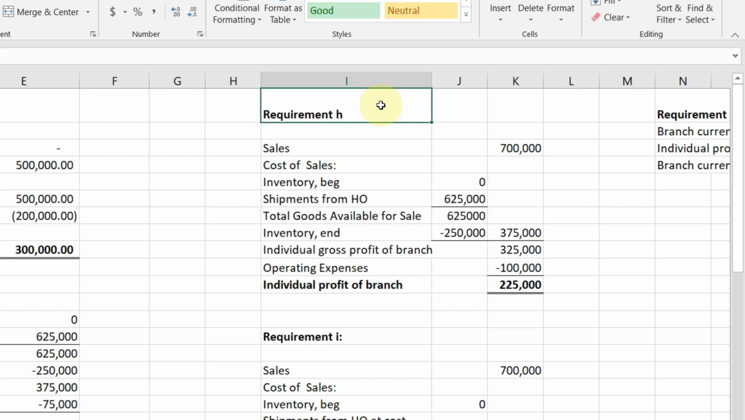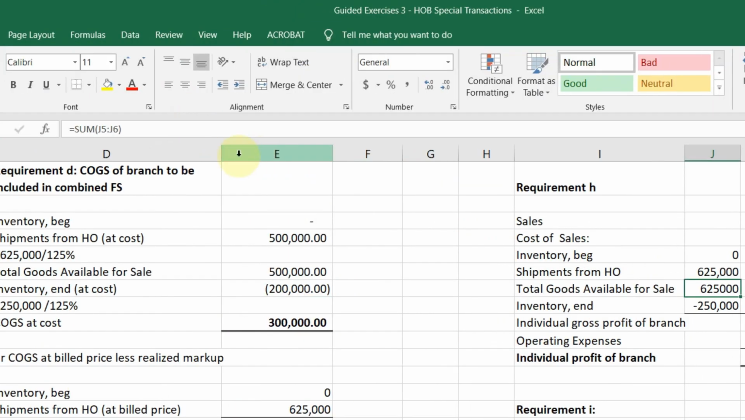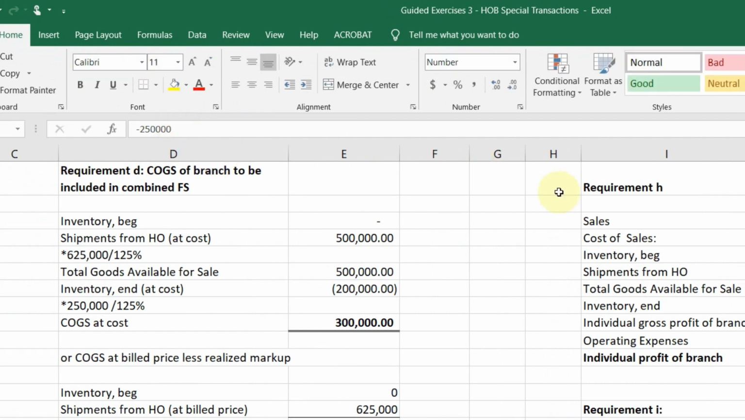So, magko-compute na tayo ng individual profit of the branch. So, hindi true profit, individual profit lang. So, dire-diretso ka lang. Sales na 700,000. You have COGS. Inventory beginning na 0. Shipments from HO na 625. TGAS na 625. You just add the two. Okay? So, yan. Then, we have inventory end na 250.